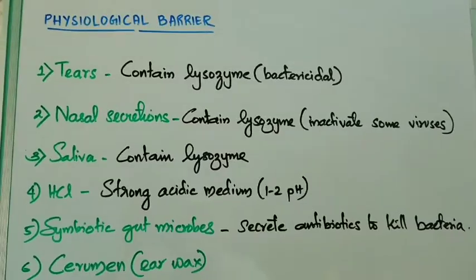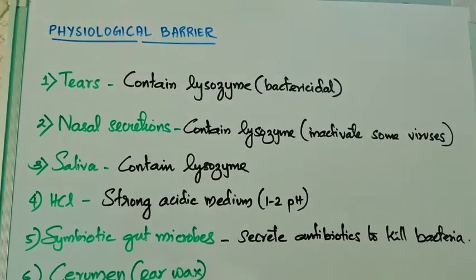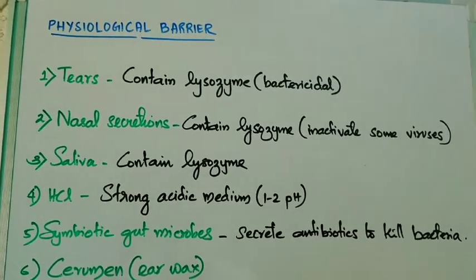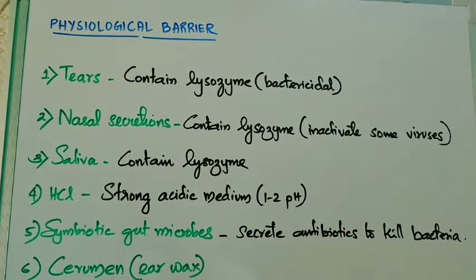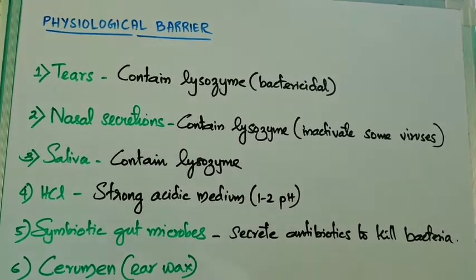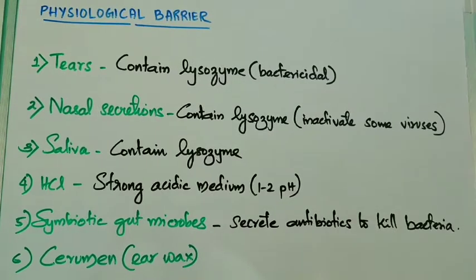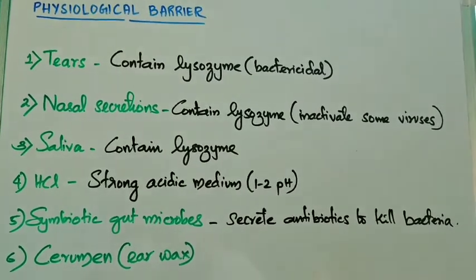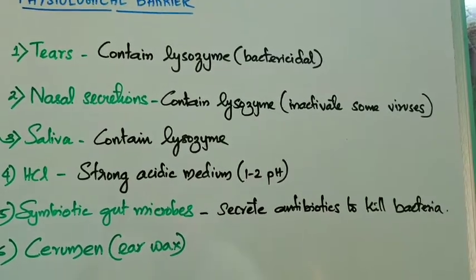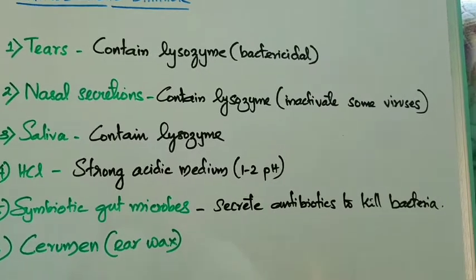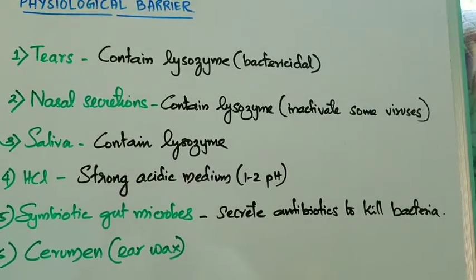The next barrier that we're going to discuss is the physiological barrier. Physiological barrier usually means certain processes in our body that can be used as a defense mechanism. It can also mean certain components of our body which produce chemicals that are capable of killing the pathogens.